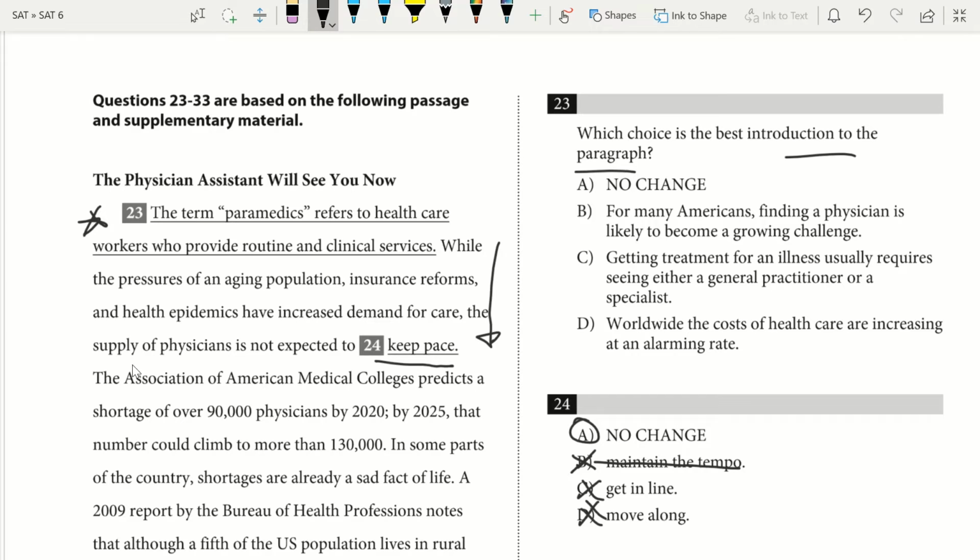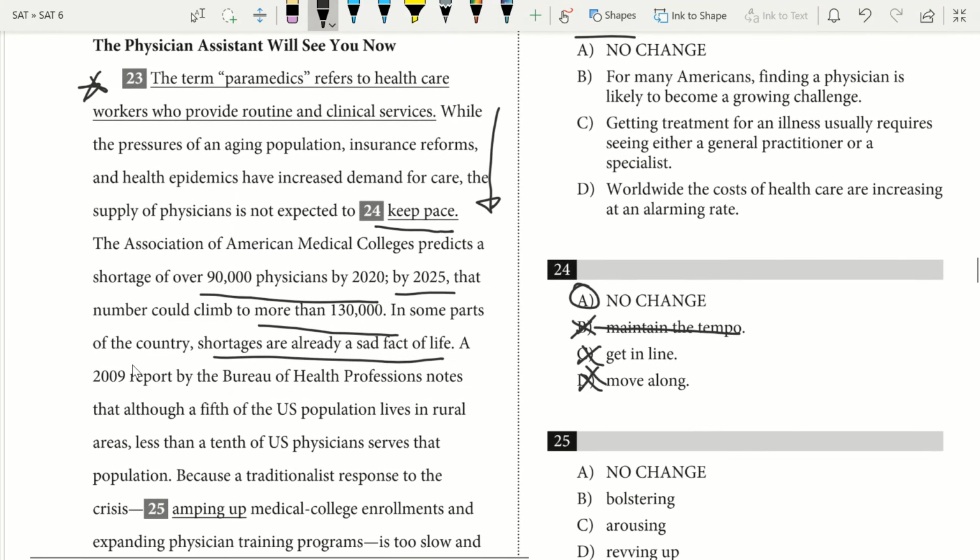The Association of American Medical Colleges predicts a shortage of over 90,000 physicians by 2020. By 2025, that number could climb to more than 130,000. In some parts of the country, shortages are already a sad fact of life. A 2009 report by the Bureau of Health Professions notes that although a fifth of the U.S. population lives in rural areas, less than a tenth of U.S. physicians serves that population.